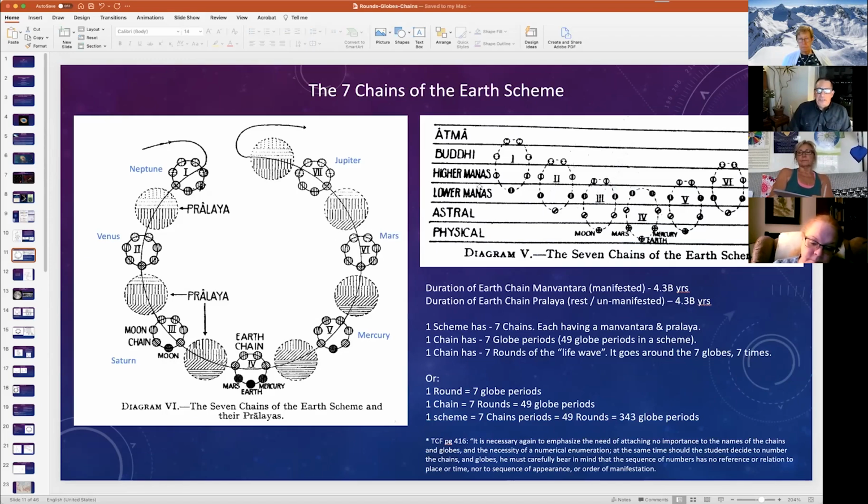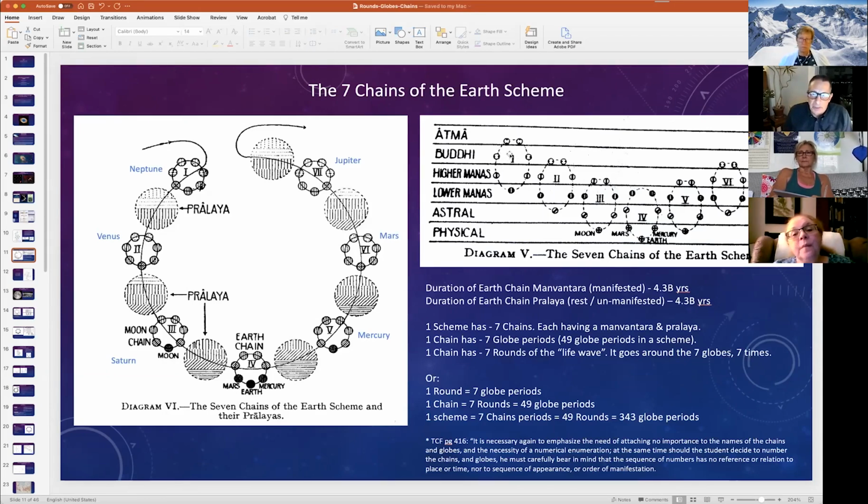The other thing is that this diagram here on the right is attempting to show each of the globes in the chain. So this is the first chain, the Neptune chain, right? This is the second one, the Venus one. This is the third, the moon, the earth, and these other ones, the Mercury, which we're not there yet, Mars, Jupiter, these are the names that were given to these chains. You'll see that basically they descend in their subtle matter.